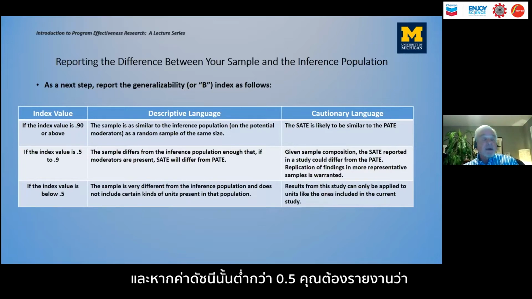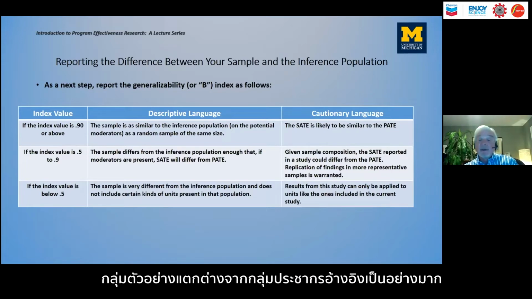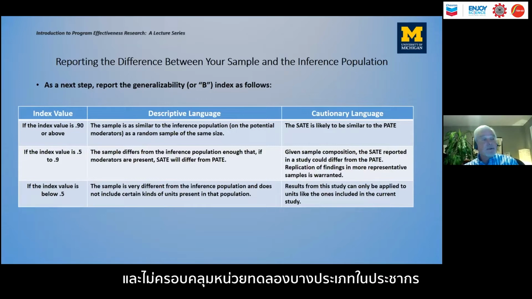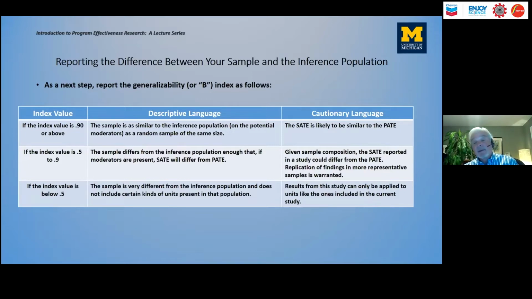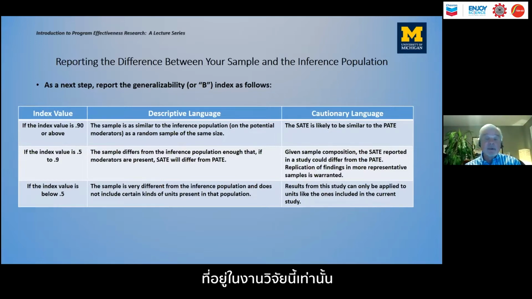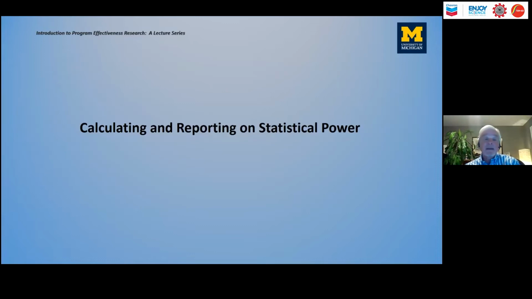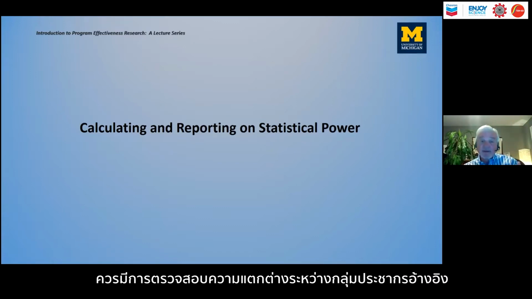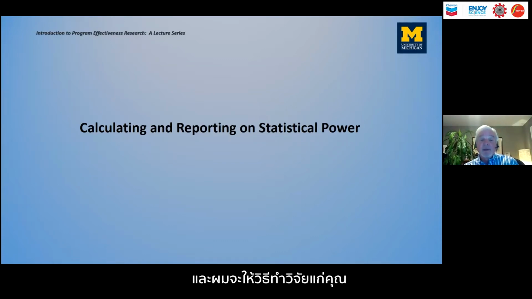And if that index value is below 0.5, then you have to report that the sample is very different from the inference population and does not include certain kinds of units present in that population. Therefore, the results of this study can only be applied to units like the ones included in the current study. So it's very important in thinking about generalization to examine the differences between your inference population and your sample, and I've given you some methods for doing that.